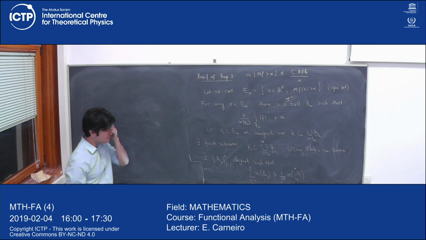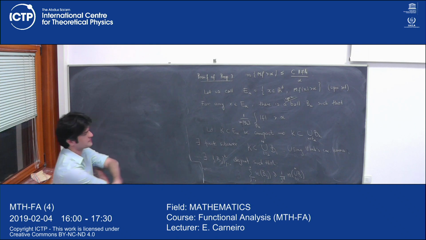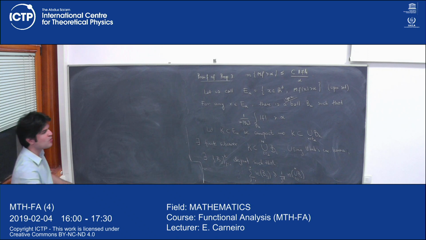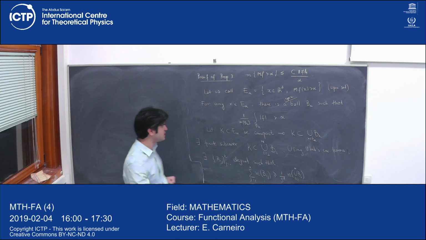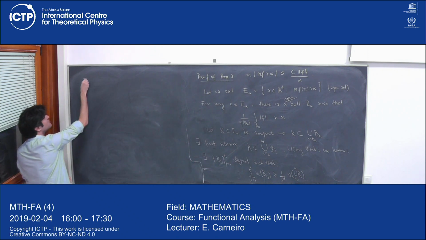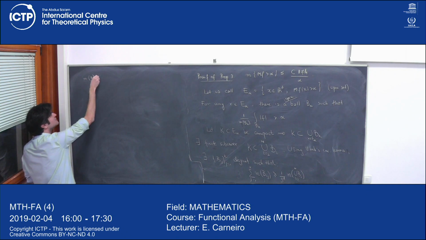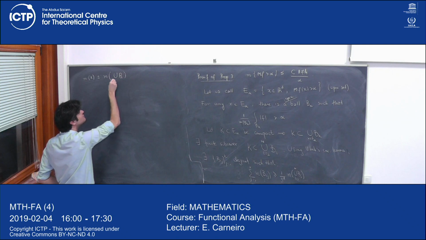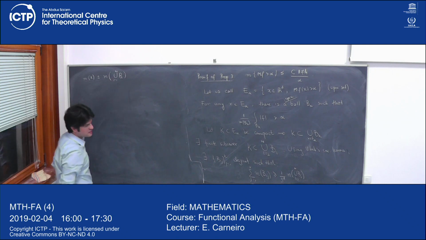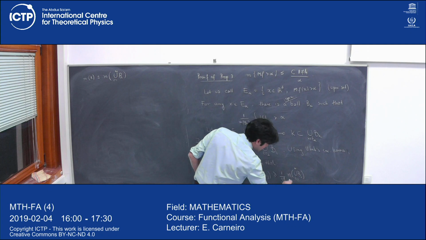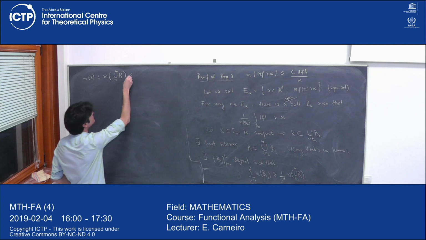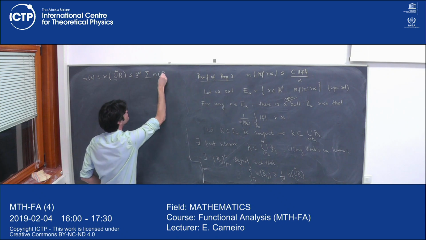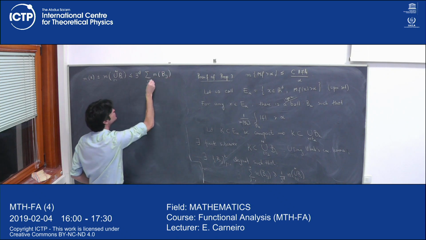Let's see how we finish here. I want a statement about the measure of K. The way to go is to say that the measure of K is less than or equal to the measure of this union of Bi, i from 1 to N. And from this inequality, the measure of the union of Bi is less than or equal to 3 to the d times the sum of the measures of Bij, j from 1 to k.